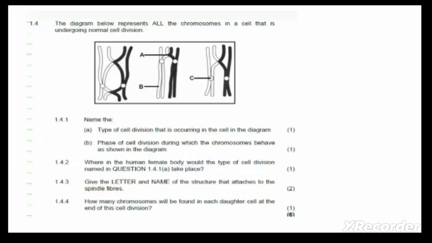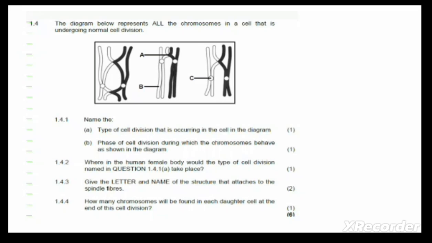The last set of questions says the diagram below represents all the chromosomes in a cell that is undergoing normal cell division. If you look at the diagram, we can see chromatids crossing at a point called chiasma, and we know that this happens in prophase 1. Now let's look at the questions.